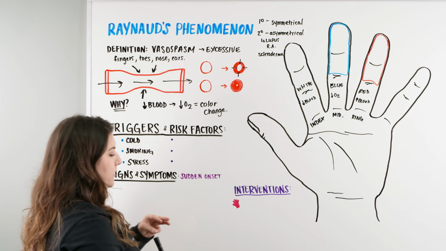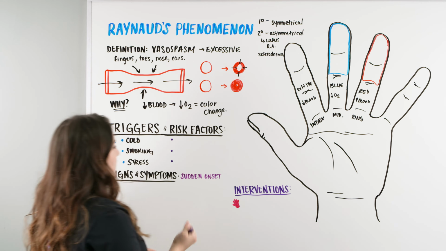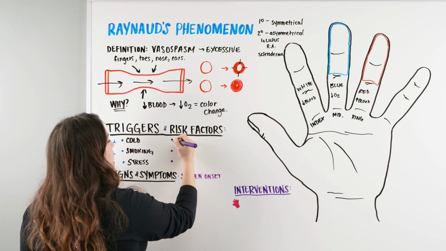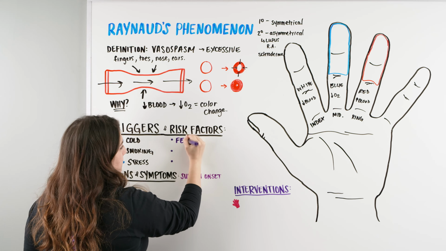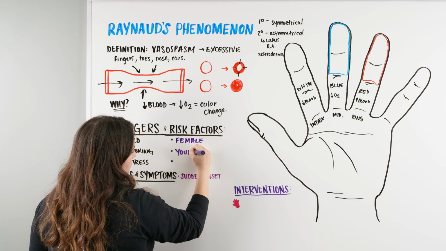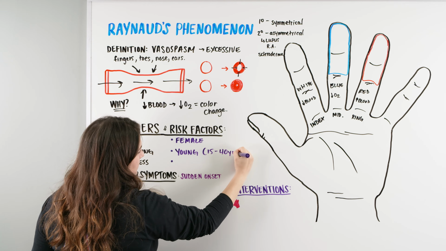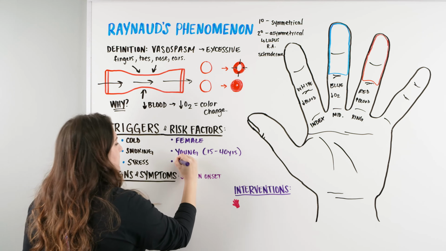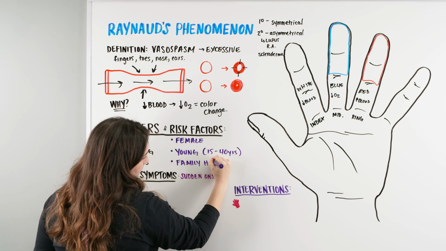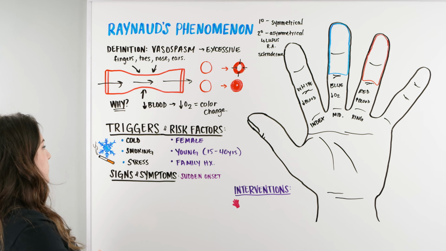And there's 3 risk factors that I want you to be aware of. I'm going to write these in a different color that really increase someone's chances of experiencing Raynaud's. One of them is being female, being young. So typically they say anywhere from 15 to 40 years old. Okay, and the last one is having a family history. Okay, so we have these 3 risk factors and these 3 triggers.